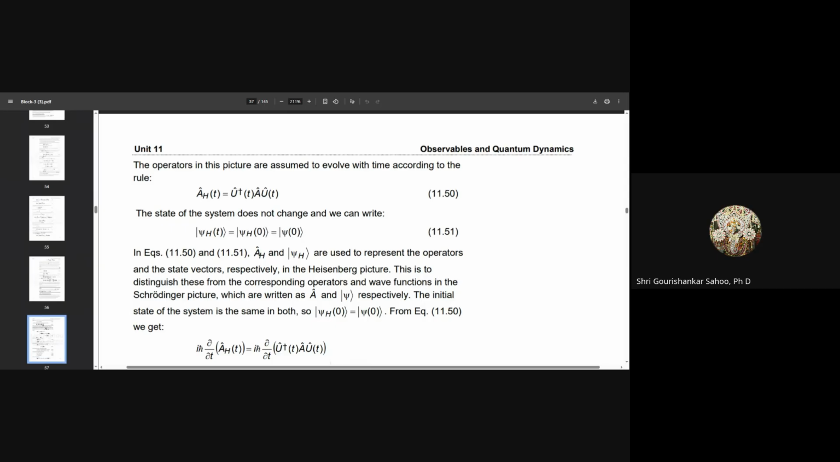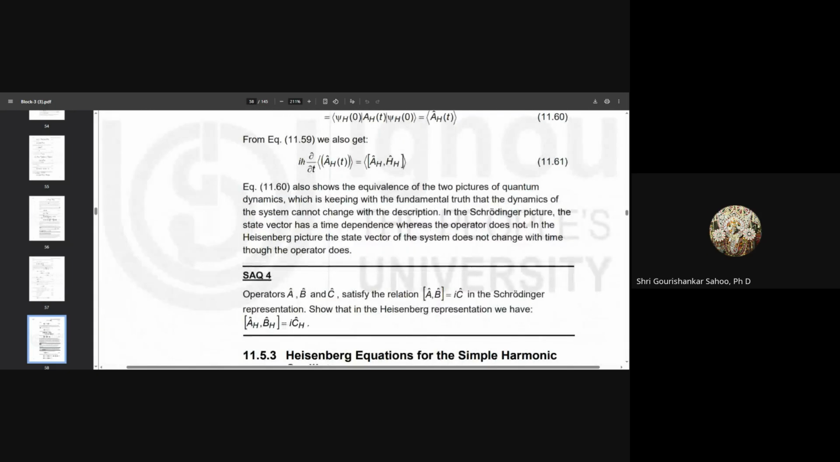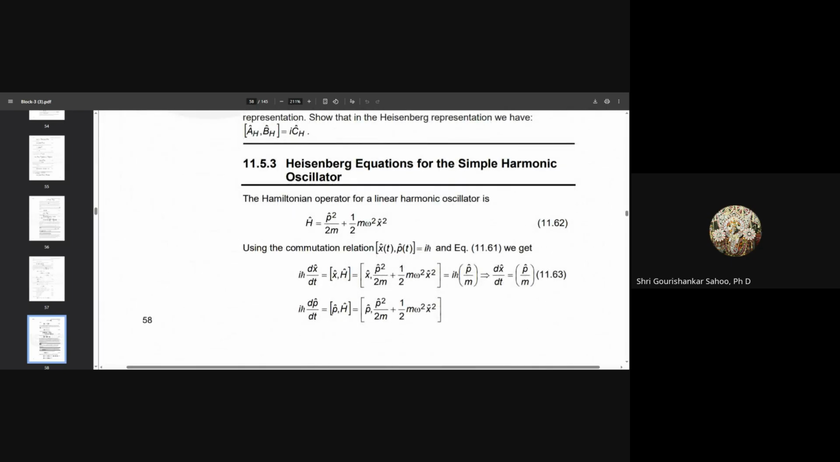So in the Schrodinger picture, you have the differential equation, and in the Heisenberg picture, you have the matrix formalism, and you can solve the quantum mechanical problem accordingly. Then you have the Heisenberg equation of motion in bracket format. The simple harmonic oscillator, we have solved using the Schrodinger formalism, the differential equation. Here, you can solve it by using the bracket.